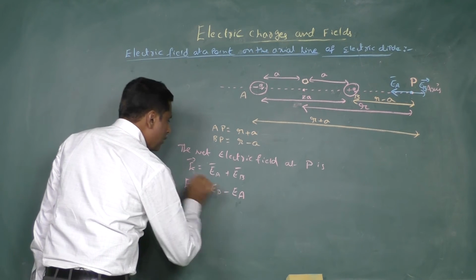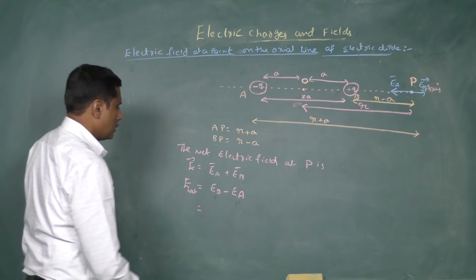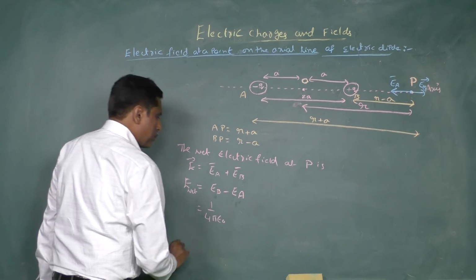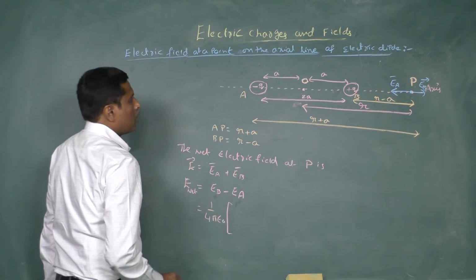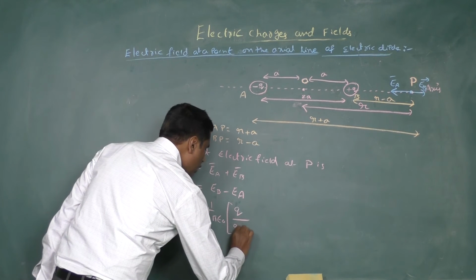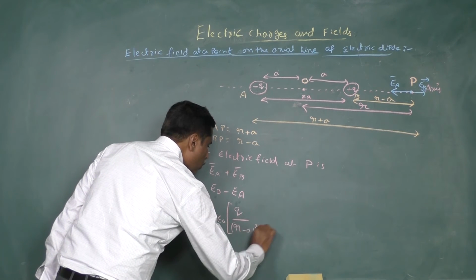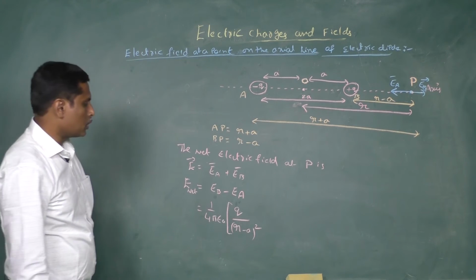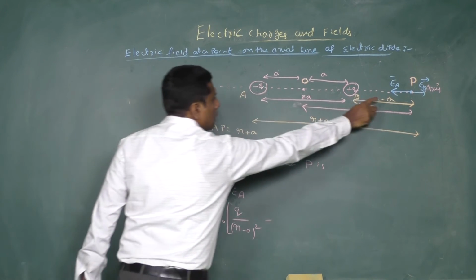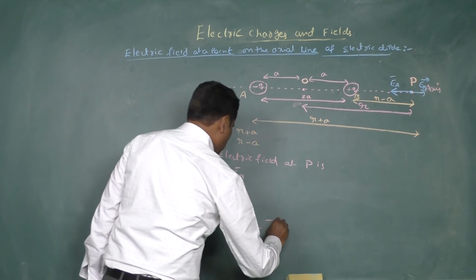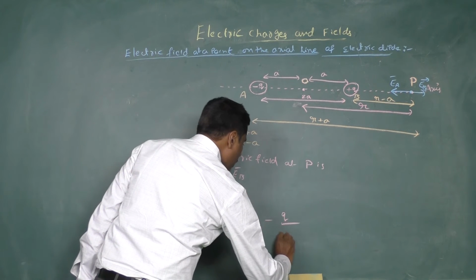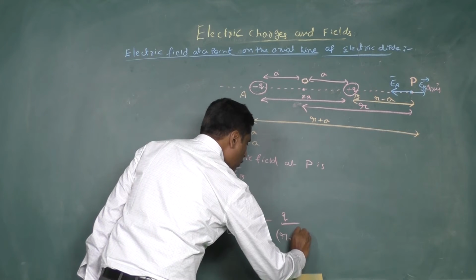Now, you can write the value of EB is equal to 1 by 4 pi epsilon naught into Q by (r minus a) whole square, minus EA, the electric field due to the negative charge at this point, that is Q by (r plus a) whole square.